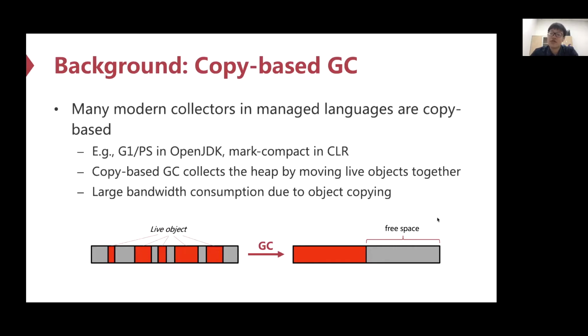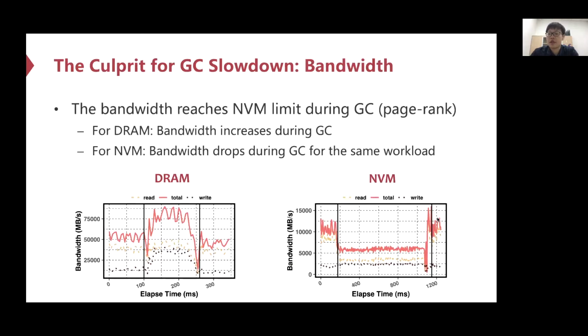However, since it needs to copy a lot of objects together, it will introduce large bandwidth consumption. The bandwidth is actually the culprit for the GC slowdown atop NVM. We use PageRank in Spark as an example. For the DRAM case, the bandwidth can increase during GC because it has not reached its limit. However, for NVM, although we use the same workload, the bandwidth does not increase but decreases during GC. So we need to understand why the bandwidth decreases during GC and why it reaches its limit.